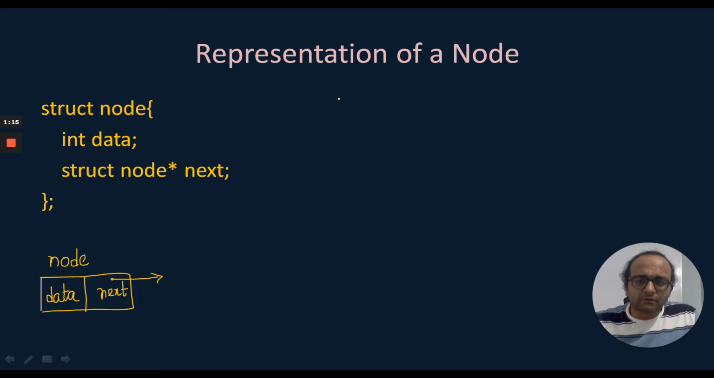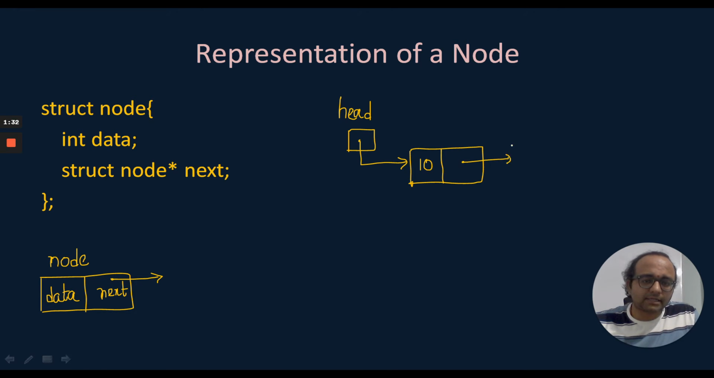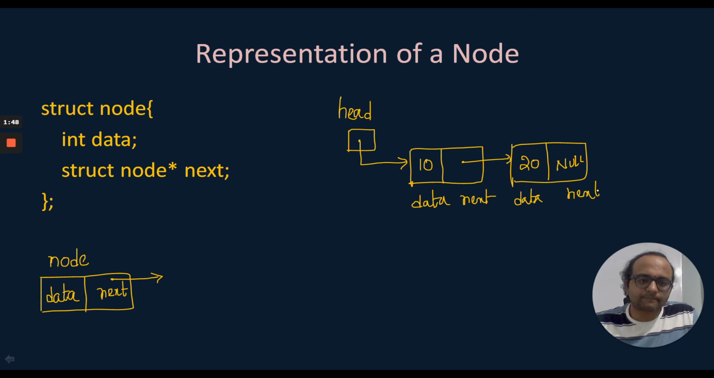If you observe an example for this representation, we will have a head pointer in the linked list which is pointing to the first node of the linked list. As an example, consider this is 10 and it contains a pointer pointing to the second node. The last one can be null. So this is a data part, this is the next part, and this is again a data part, and this is the next part, like this.